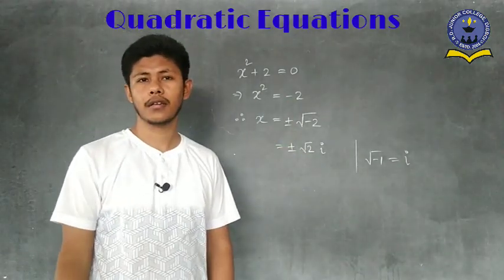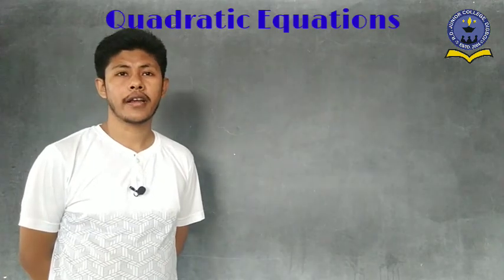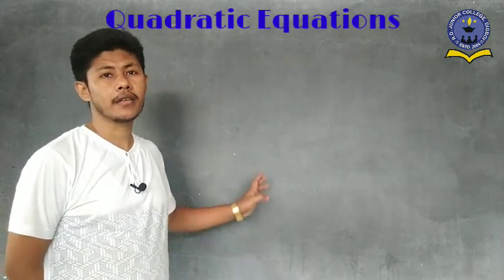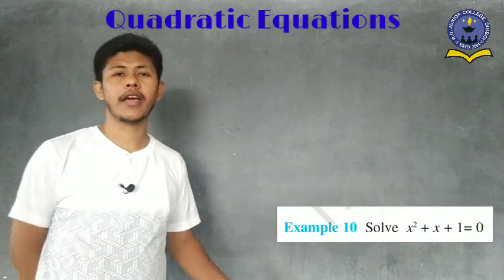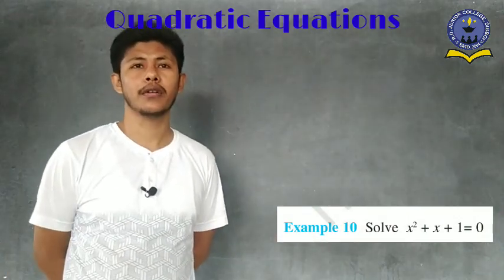Is it clear? Okay. Now let's take another example, given in this way: x square plus x plus 1 equals to 0.